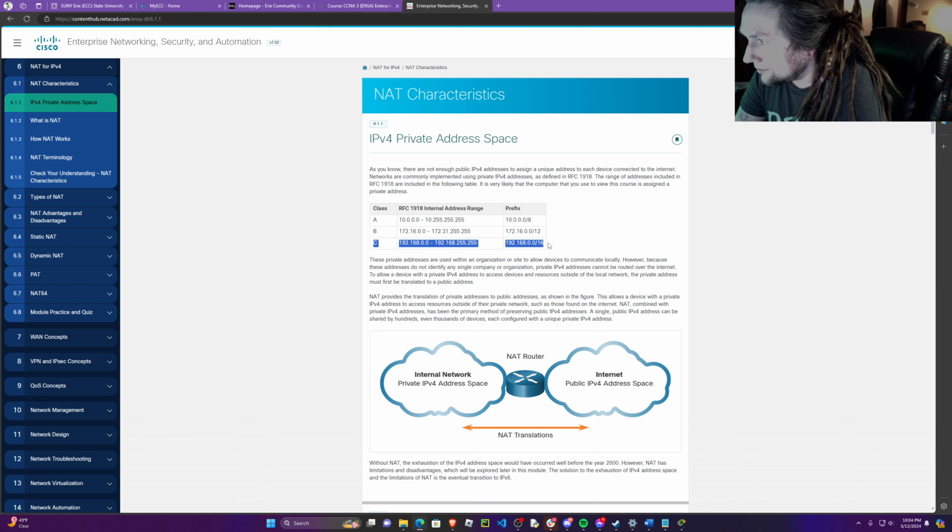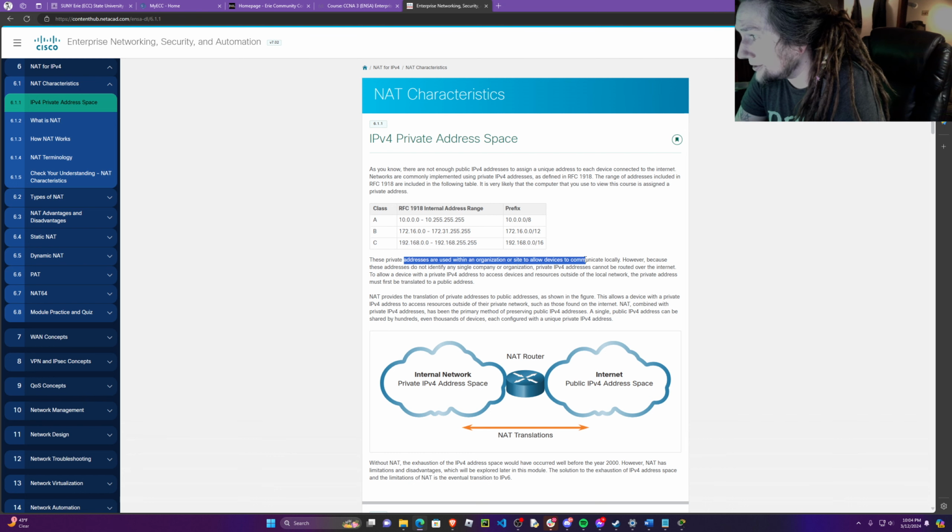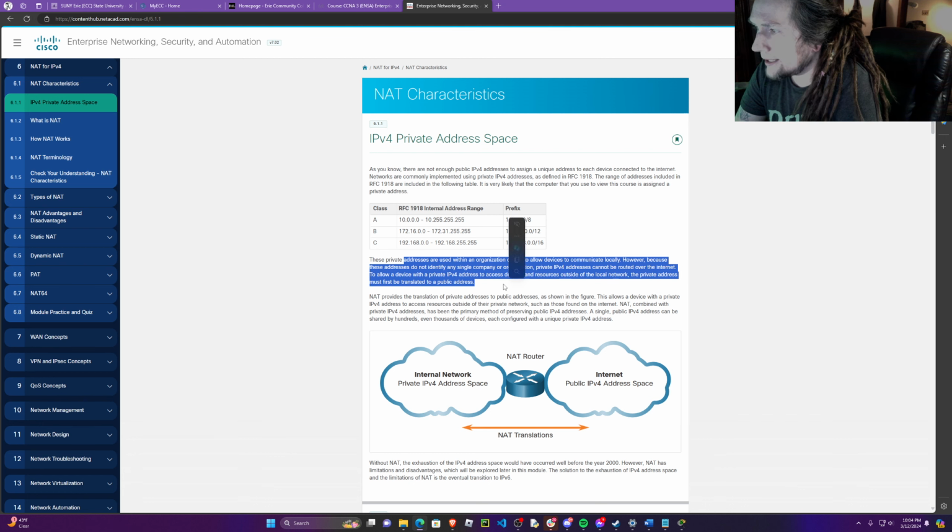Anyways, these are the private ranges, right? These are not public. These private addresses are used within an organization or site to allow devices to communicate locally. However, because these addresses do not identify any single company or organization, private IPv4 addresses cannot be routed over the internet. To allow a device with a private address to access devices and resources outside of the network, the private address must be translated to a public address.